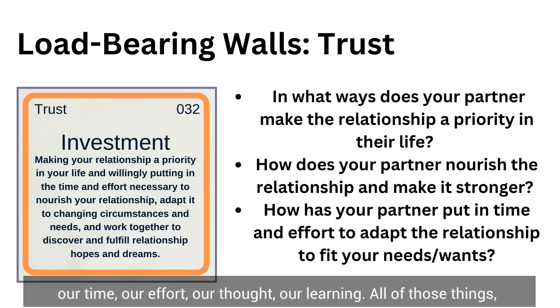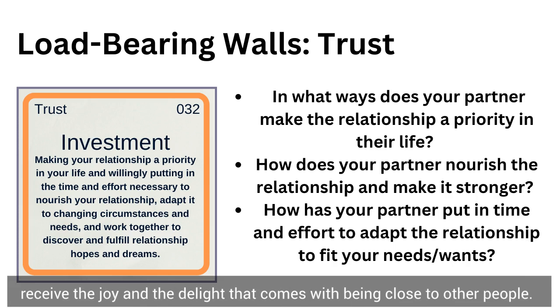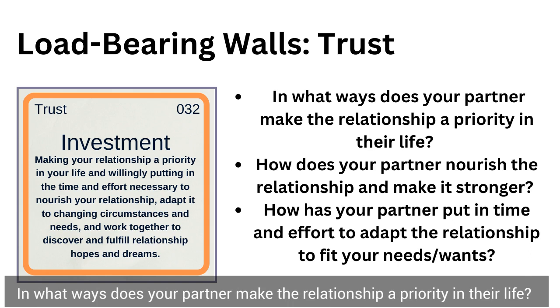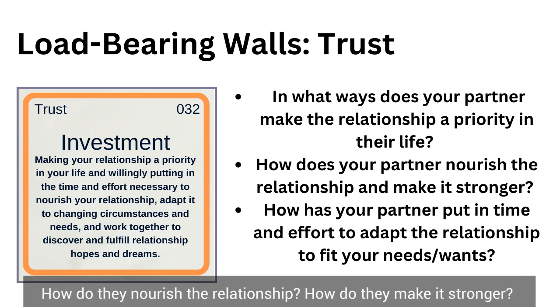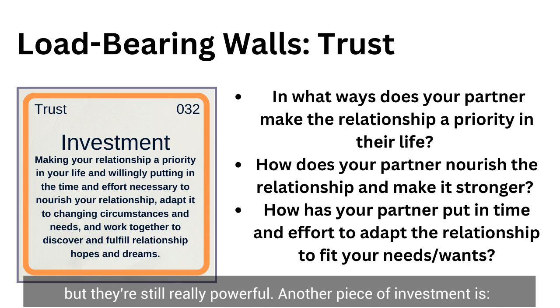Another way that we build trusted relationships is to invest our time, our effort, our thought, our learning, all of those things as we put them into the relationship give dividends. They help us to build a better relationship and receive a lot of the joy and the delight that comes with being close to other people. So, in what ways does your partner make the relationship a priority in their life? How do they nourish the relationship? How do they make it stronger? These might be a little bit different than the ways you prefer to do it, but they're still really powerful.